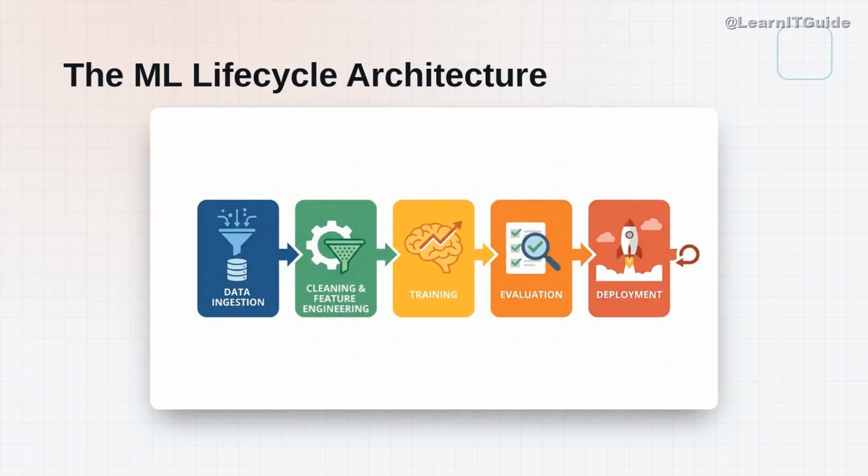How does the machine learning life cycle actually work? It is a multi-step process. First, we have data ingestion, where we pull raw information. Next is cleaning and feature engineering, which is where we transform raw data into a format the model understands. Then, we enter the training phase, followed by rigorous evaluation to test accuracy. Finally, we deploy the model. Each of these stages must be automated to ensure consistency. If you skip cleaning, your model learns from noise. If you skip evaluation, you deploy a broken model. And that is a disaster in production.